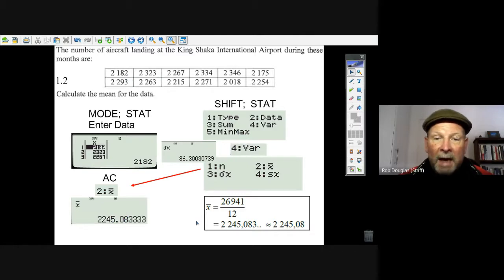So you can add everything up and get 26,000, but it's so easy to make a mistake with 12 numbers and entering all these digits. You want to be able to check it and enter the data this way. Well, there it is, 2,245.08 rounded off. That's the mean. Okay, well, I think I'll stop it there, and we'll come back and do the other parts in the next video.